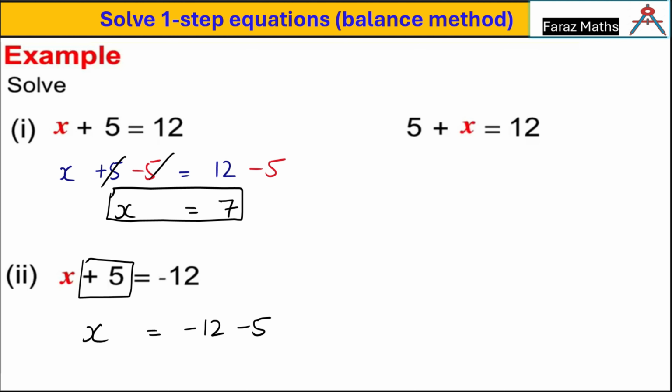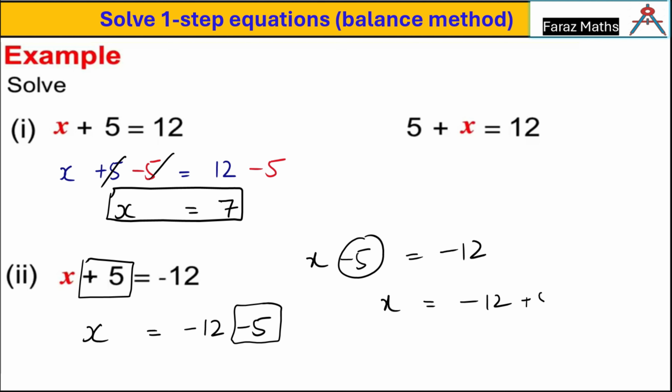And here comes the logic. If you see plus 5 on the left side, you have to make minus 5 on the right side. And if you see minus 5 on the left side, in the next step you have to do minus 12 plus 5. So whatever you are seeing on the left gets inverted: minus will become plus, plus will become minus. So the answer for this is x equals minus 12 minus 5, which is minus 17. x equals minus 17.